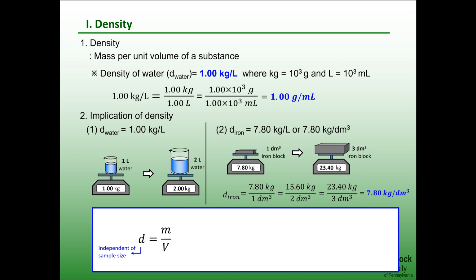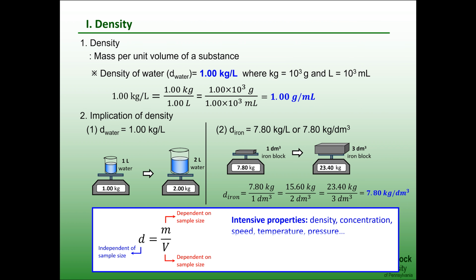On the contrary, both mass and volume are dependent on sample size. This leads us to an important distinction in physical properties. The properties of substances that do not depend on sample size are called intensive properties. Examples of intensive properties are density, concentration, temperature, pressure, and speed. The properties of substances that depend on sample size are called extensive properties. Examples of extensive properties are mass, volume, length, and time.